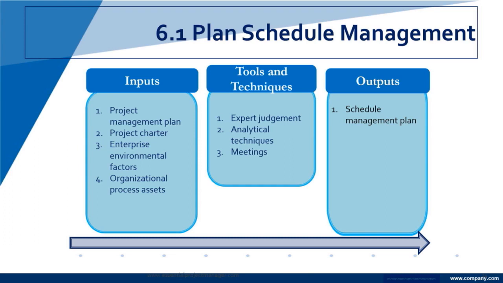You figured out what are the factors I need inputted in this. I've decided on the project management plan. We have the charter. We have the environmental factors. We have the organizational process assets. We've decided that expert judgment, analytic techniques, and meetings are going to be needed. And then we put together the schedule management plan. How am I going to approach it? Now, I've talked longer in this particular lecture than some of you will take to actually put your schedule management plan together. And why would that be?